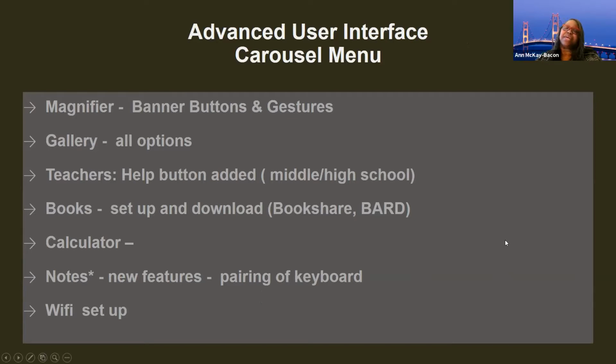All right, so now you have the main carousel, which has your calculator and your book and your magnifier and your settings and all those particular features on it. So you get that full menu, and you get the full menu of all the banner buttons with the advanced, and you get all the gestures that are included for using the tablet. So for my teachers, I go over all the components of the magnifier and what you can do and the banner buttons. Generally, I do that with the teachers.